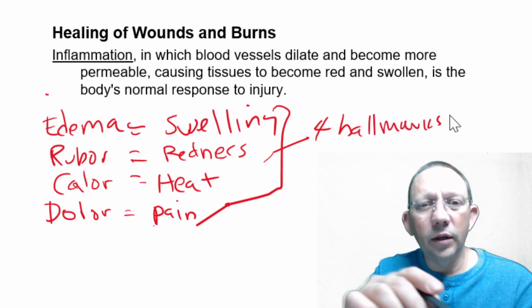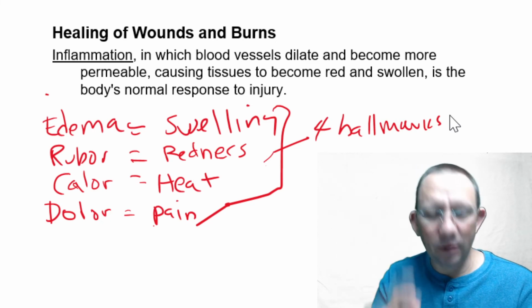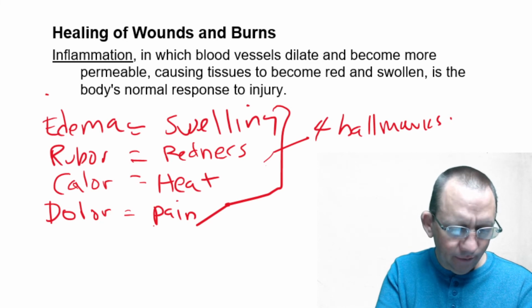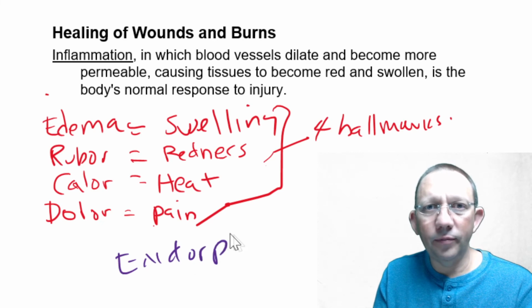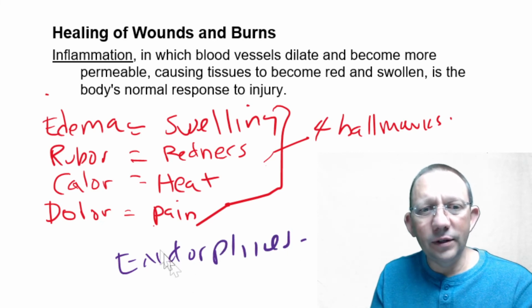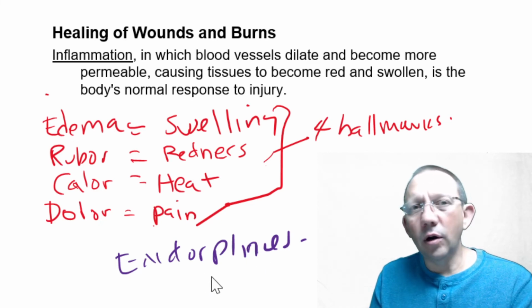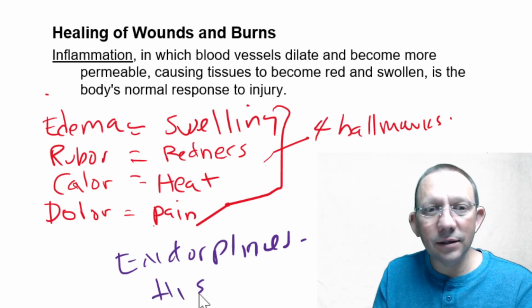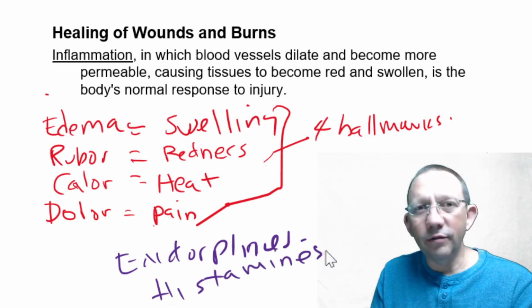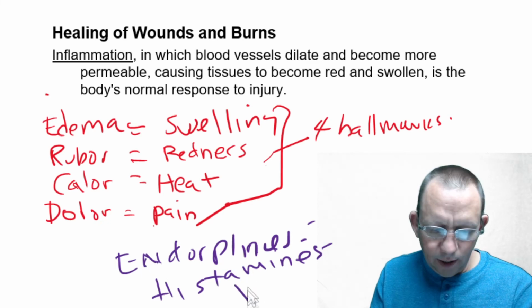Now, the red swollen is a normal response to injury, and a couple things happen when that occurs. When you have this entire thing, your body's going to release endorphins. Endorphins are like internal morphines. They're painkillers. You're also going to release histamines, which increase inflammation and they help with the healing process. And you're going to have histamines, endorphins, and heparin.